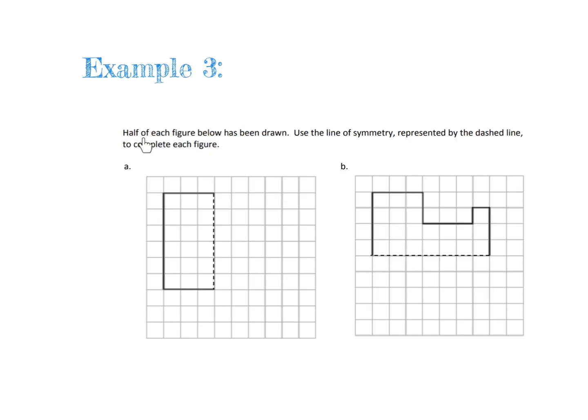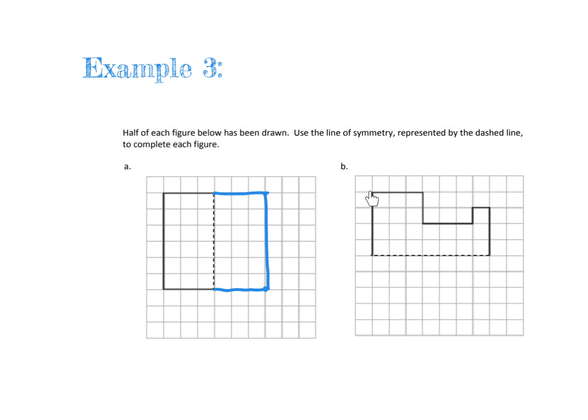Example 3. Half of each figure below has been drawn. Use the line of symmetry represented by the dashed line to complete each figure. So for A, we're going to have to find the other half. So we have 1, 2, 3 blocks over, and then 1, 2, 3, 4, 5, 6 blocks down. So we'll go 1, 2, 3 and put a dot there, and 1, 2, 3, 4, 5, 6 with a dot at the bottom. And then we will connect these lines to make the second half of our figure.